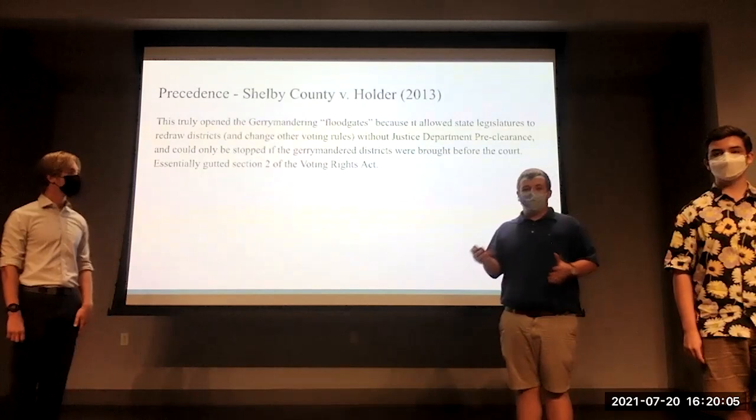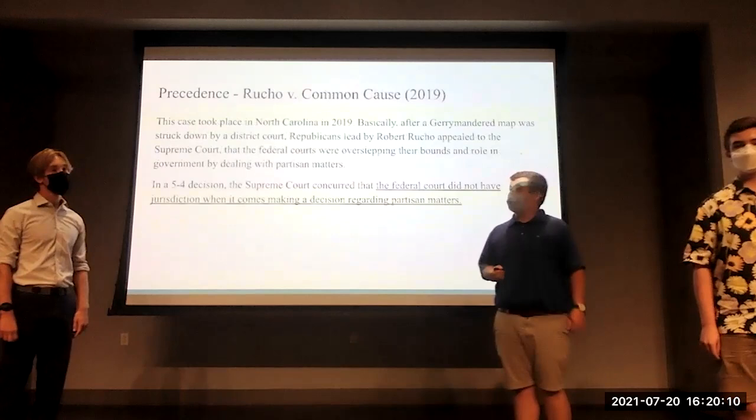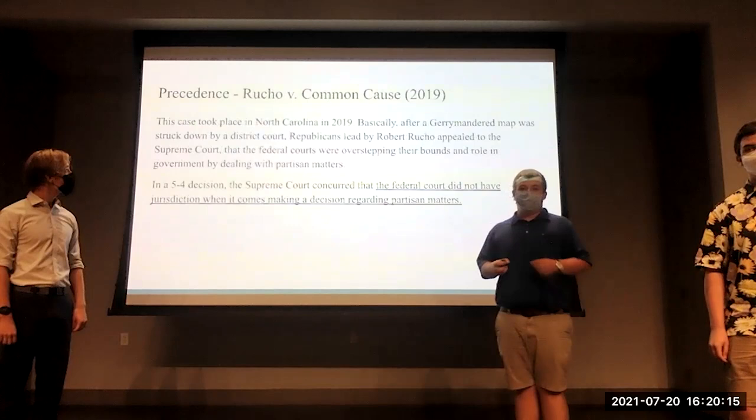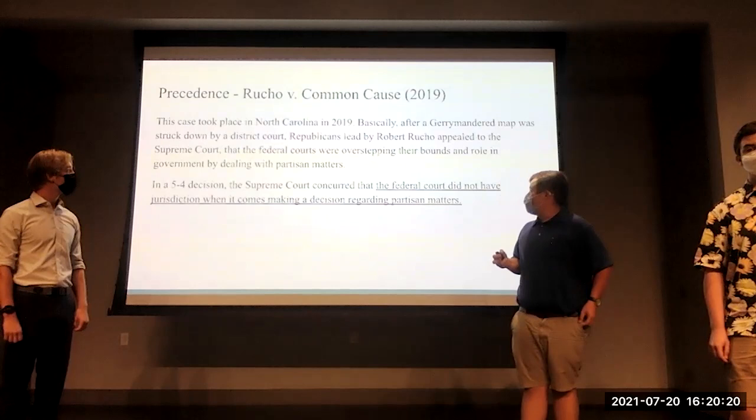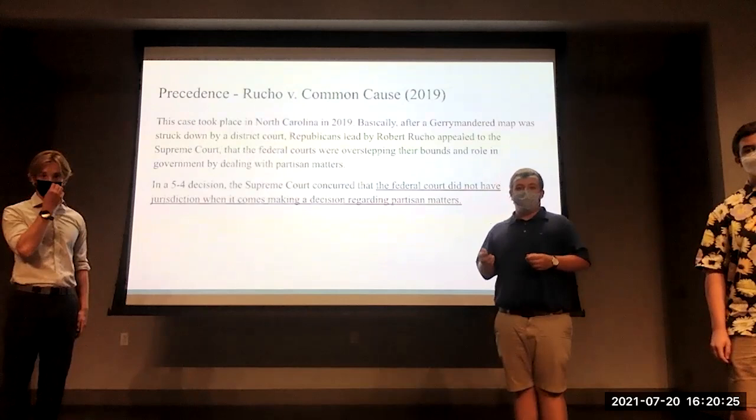Our final piece of precedent is Rucho v. Common Cause, which is a fairly recent case. In 2019, representatives of North Carolina felt that federal courts were overstepping their bounds when it came to partisan gerrymandering cases.